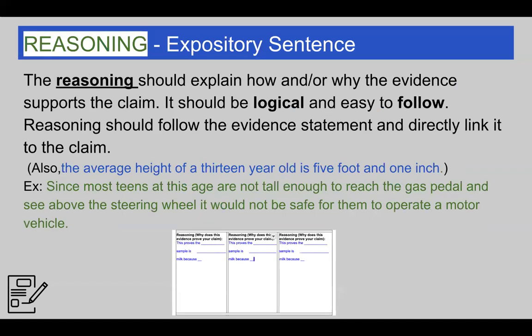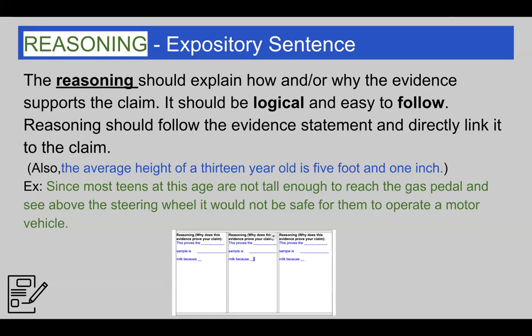Finally, reasoning. These are your expository sentences. These are your explanations of how or why you know that the evidence supports your claim. So reasoning should explain how and or why the evidence supports your claim. It should be logical and easy to follow. Reasoning should follow the evidence statement and directly link it to the claim.